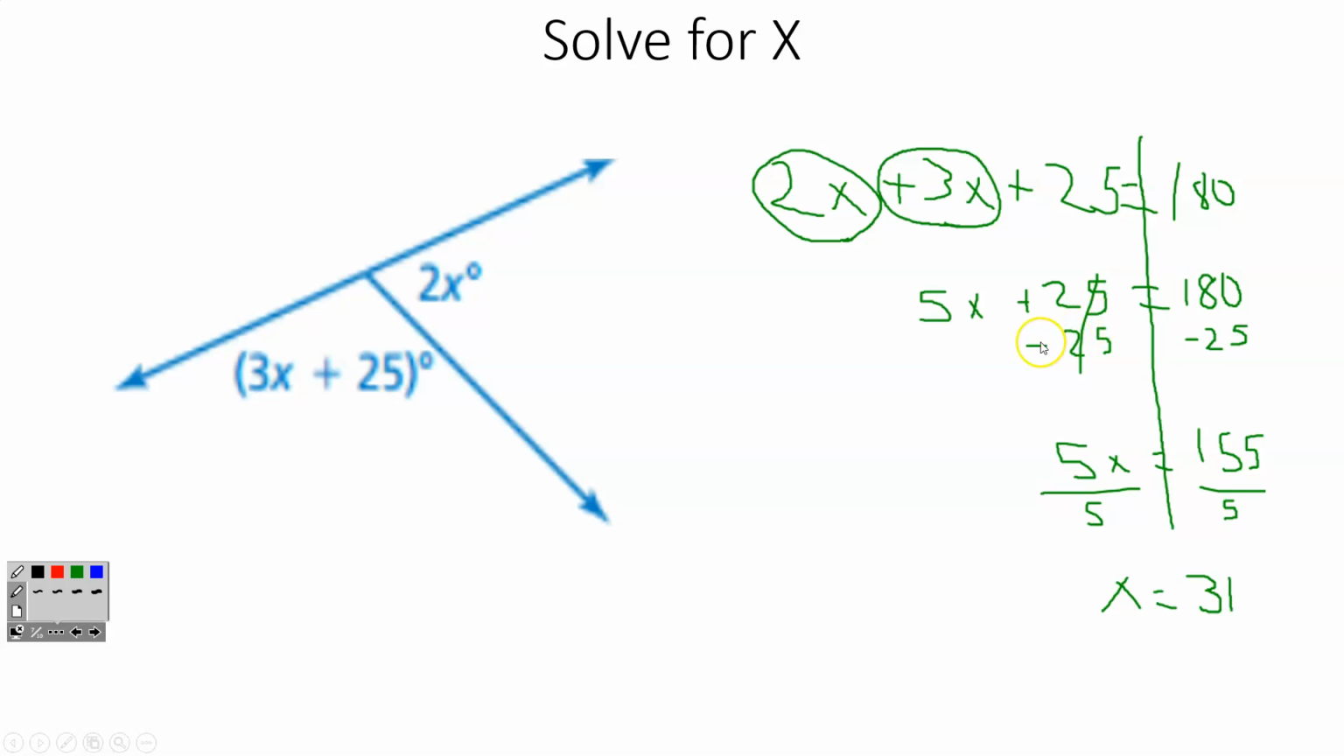I'm going to bring down my plus 25, still equals 180, and now I'm going to solve it just like a 2-step equation. I'm going to subtract 25 from each side. That'll give me 5x on this side and then 155 on this side. Again, that 5 and that x are connected through multiplication, so we're going to divide both sides by 5, and that will give us an answer of x equals 31. Clap your hands if you got it right. Okay, nice job.